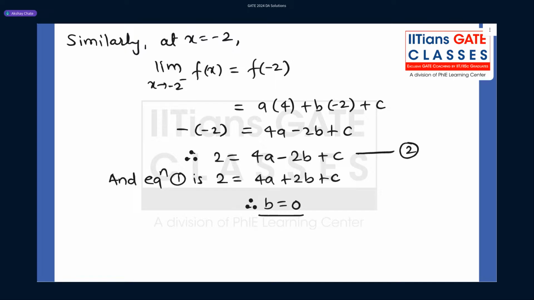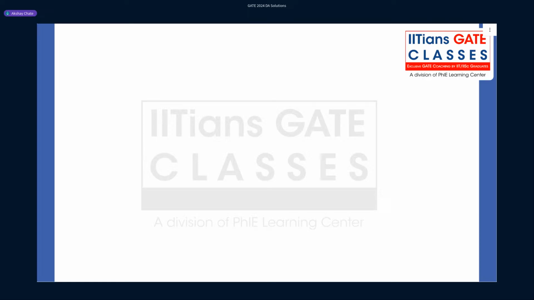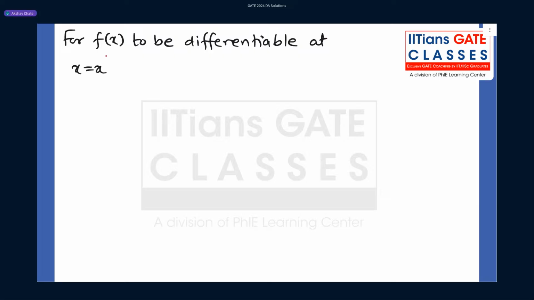Now we don't have much to go on here with only continuity. So we need to take the help of differentiability. So for f of x to be differentiable at some point x equal to x star, its right hand derivative must be equal to the left hand derivative.